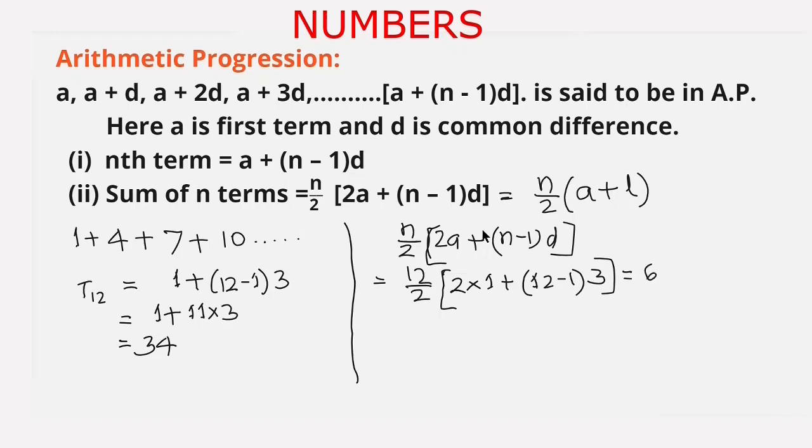N by 2 is 6 into 2 multiplied by 1 is 2 plus 12 minus 1 is 11, 11 into 3 is 33. If we add these two, then we get 35 into 6, which is 6 multiplied by 35. And 6 times 35 is 210. So sum of 12 terms is equal to 210. This way we can use this formula and we can find the nth term or sum of n terms.